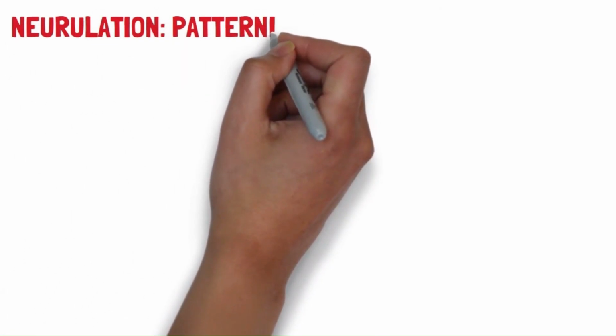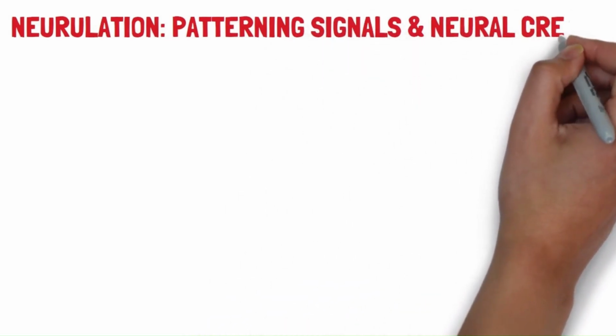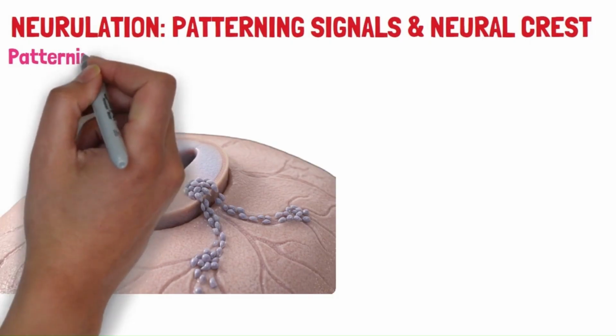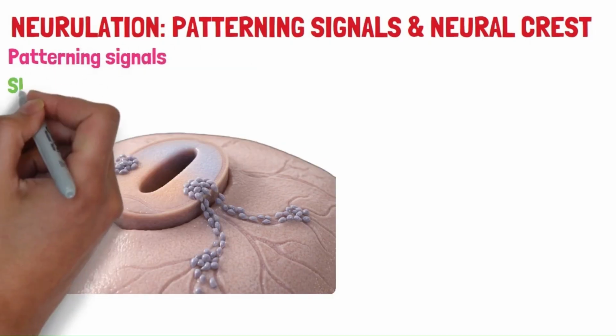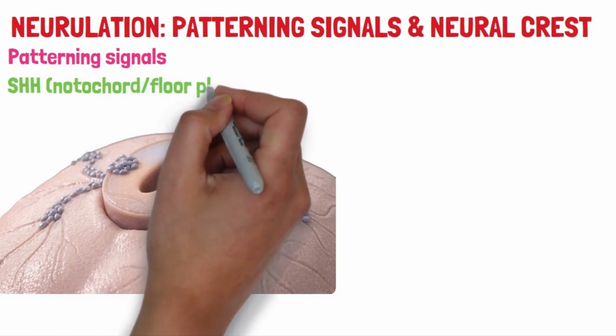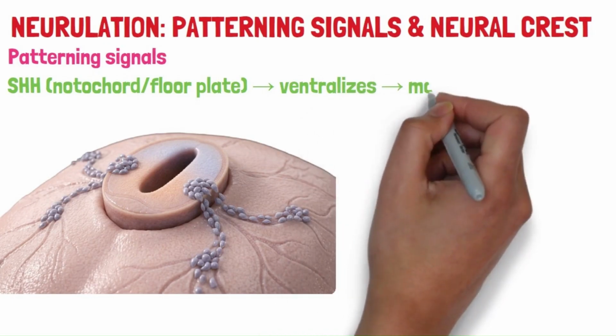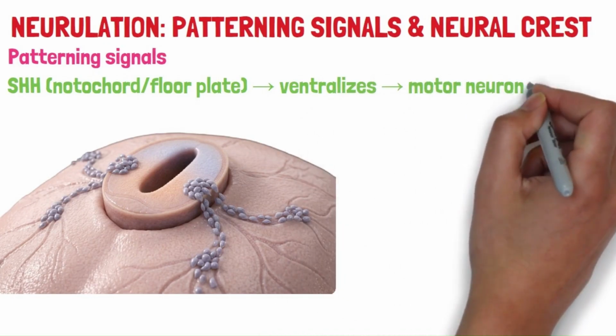The neural tube is not uniform. Different signals tell different parts what to become. Sonic hedgehog from the notochord and floor plate ventralizes the tube. That's where your motor neurons end up. BMP4 coming from the roof plate and overlying ectoderm dorsalizes the tube. That's where sensory neurons form.